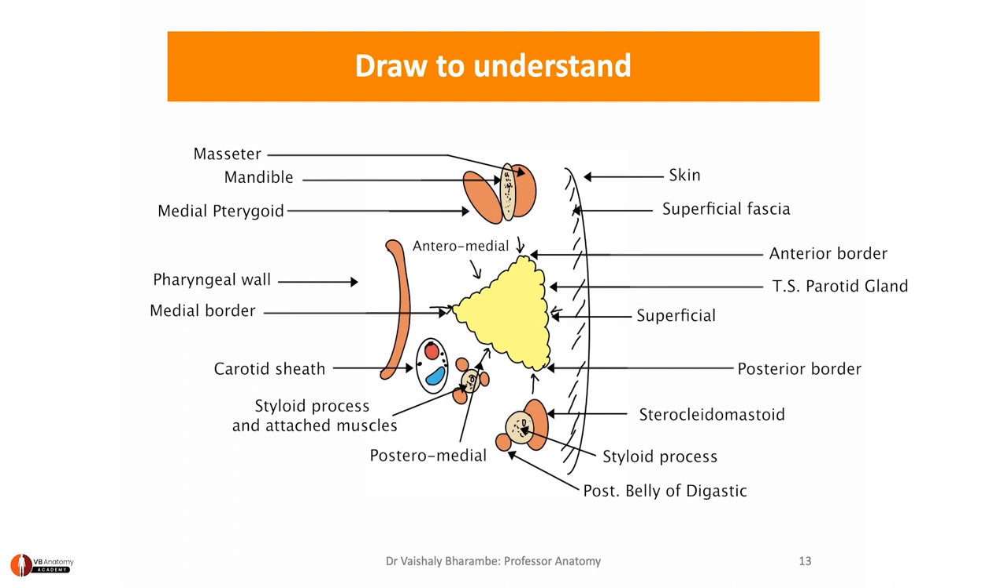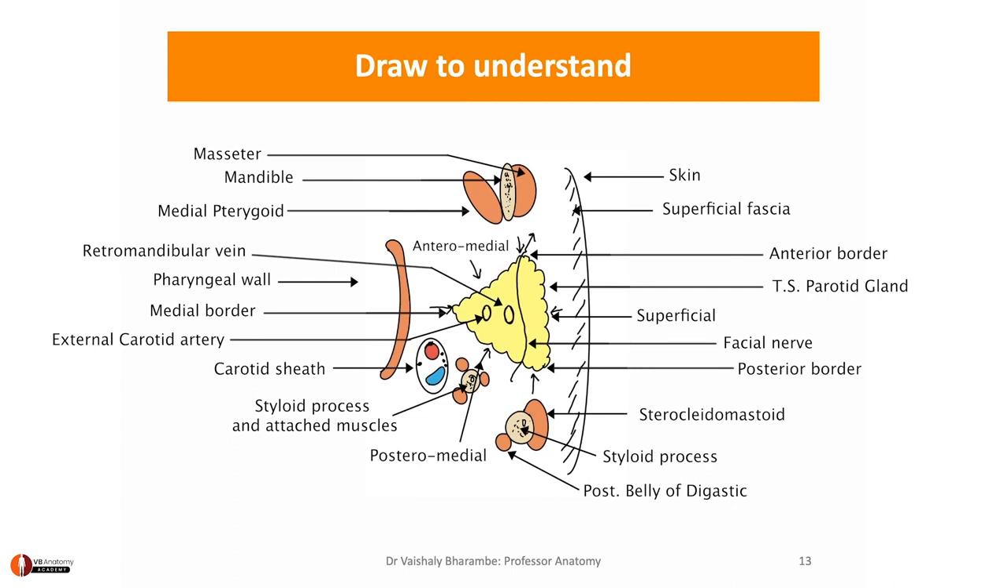Now it's up to you students to further draw by adding the contents. Here you are seeing the facial nerve entering into the gland, passing through it and emerging outwards. Deep to that lies your retromandibular vein. Deep to that lies your external carotid artery. Color them up and complete the diagram. Having drawn this diagram, it will help you a lot to understand the rest of the anatomy of parotid gland.